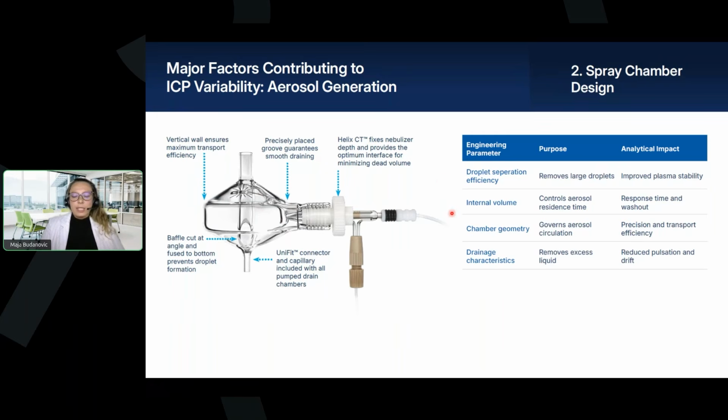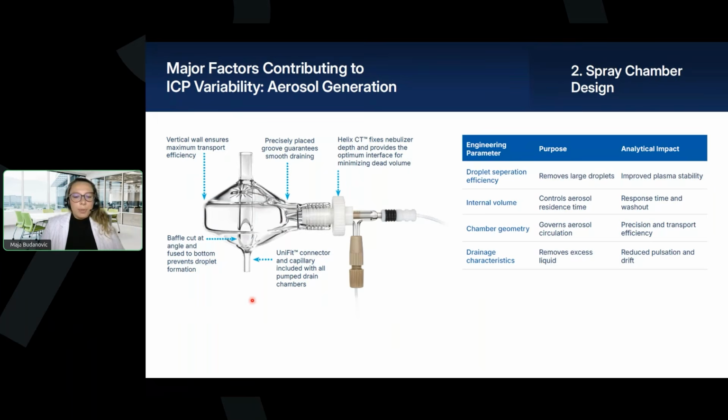The next is the chamber geometry, which can influence how the aerosol moves and circulates inside the spray chamber. Good geometry helps maintain consistent aerosol transport and improves your precision. Then we have drainage, which is also important because the excess liquid needs to be removed efficiently. Poor drainage can lead to liquid accumulation inside the spray chamber that can cause pulsation and signal drift. And in this image, we can observe the design of the double pass twisted spray chamber.